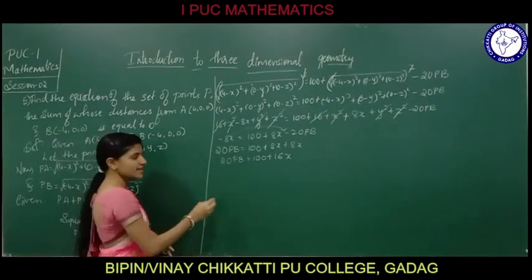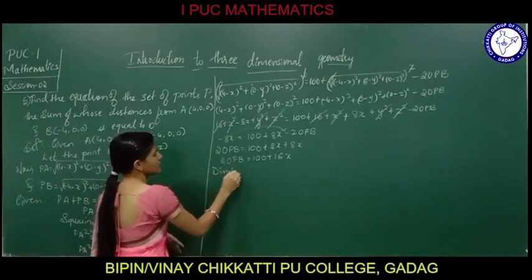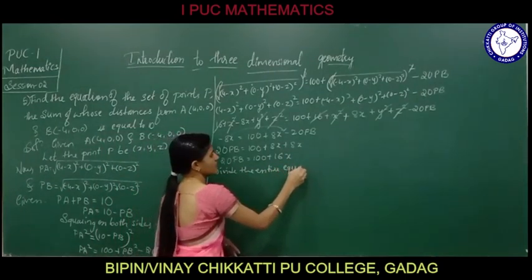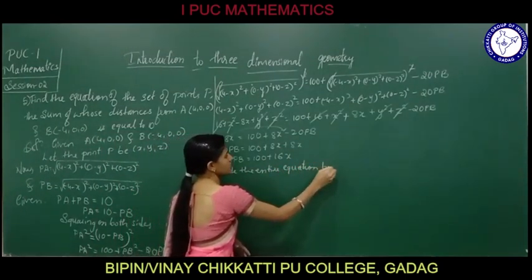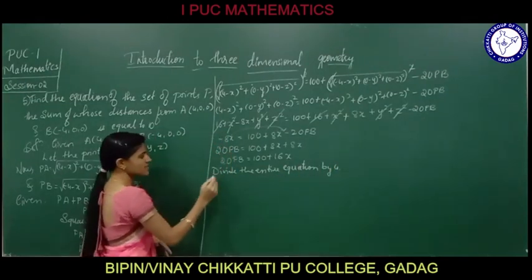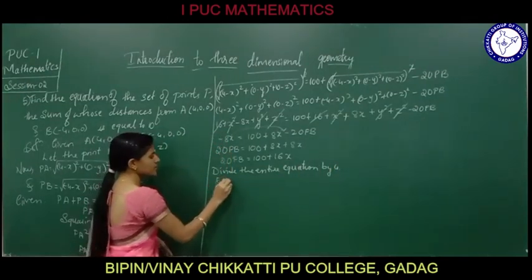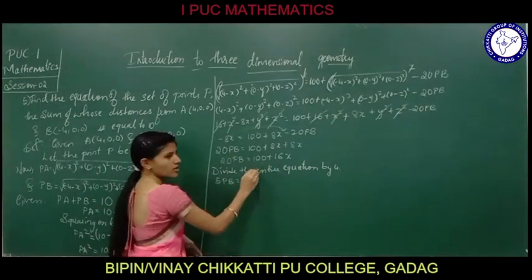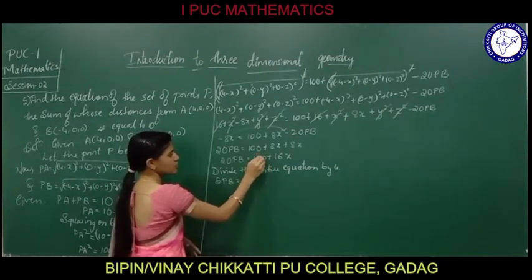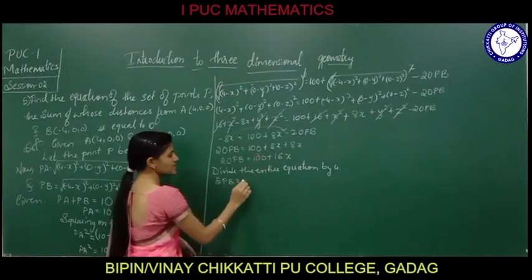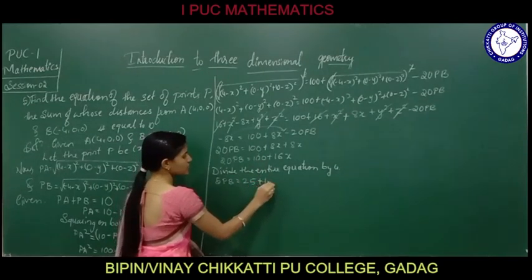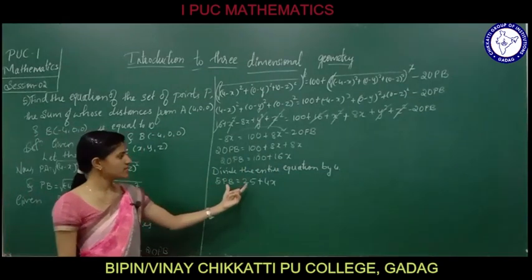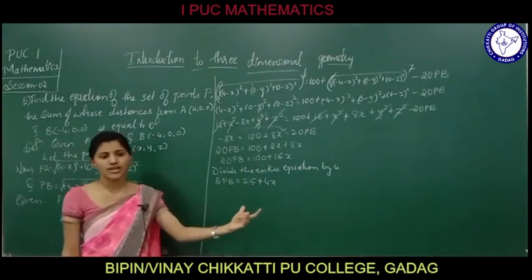Now divide the entire equation by 4. What you are going to get? 4 5s are 20, right? 5 PB will be equal to 100 divided by 4. 4 1s are 4, 4 2s are 8, 2 is left. Then I am going to get 25 plus 4x. On dividing the entire equation by 4, we got 5 PB is equals to 25 plus 4x, right?